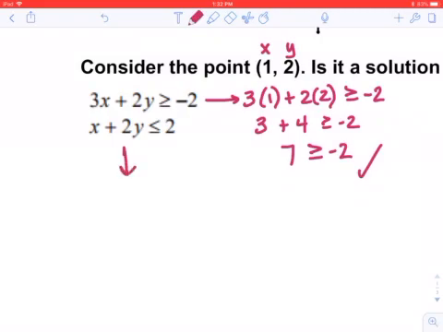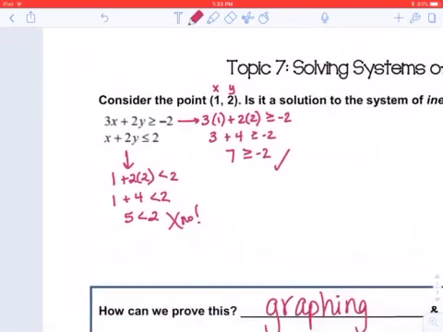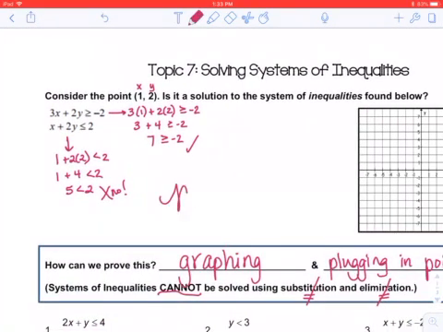But let's try the next one. x plus 2y. So 1 plus 2 times 2, which is just 4, is supposed to be less than 2. So I've got 1 plus 4, so 5 is less than 2. Well, no, that does not work. 5 is not less than 2. So my final answer here, is it a solution? No, not a solution. But I want to prove that again with graphing, okay?